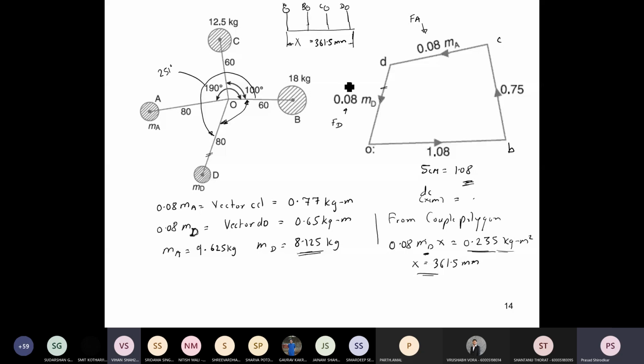Sir, for x, if it's coming 7, 8 mm plus minus, is that fine? Yes, sir. Plus or minus 5 to 10 mm is okay. Sir, I am getting 30 mm less than your value. Then there is a lot of error in your calculation. You have to just check the calculations again, the diagrams.